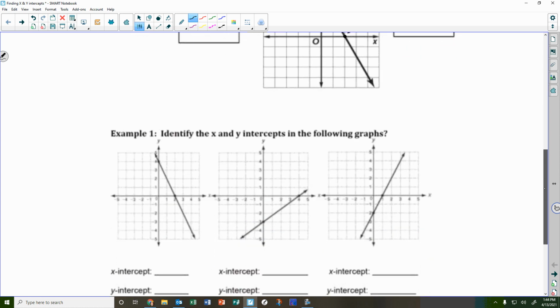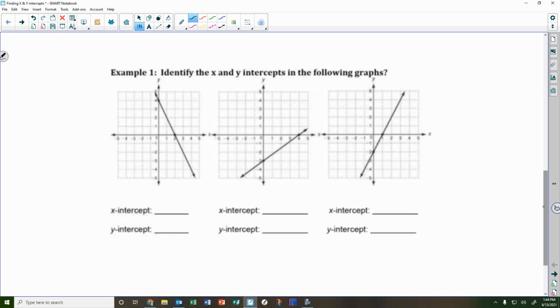Okay. So if we go through here and identify these x and y intercepts, for example 1, we'll say the left one, okay. If we look at it, we can see a point here on the y-axis and a point there on the x-axis. Well, it ends up being the same line it was right up above. So the x-intercept is (2, 0), and the y-intercept is (0, 4).